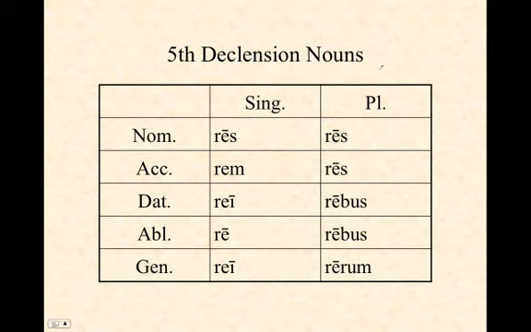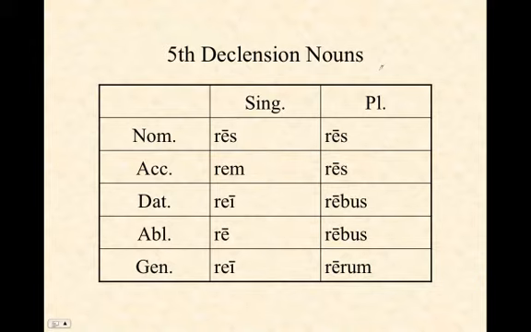In this tutorial, we'll look at the fifth declension noun. Here are the endings of fifth declensions. Now, fifth declensions along with fourth declensions are relatively rare. Probably 95% of the nouns are in the first, second, and third declensions.